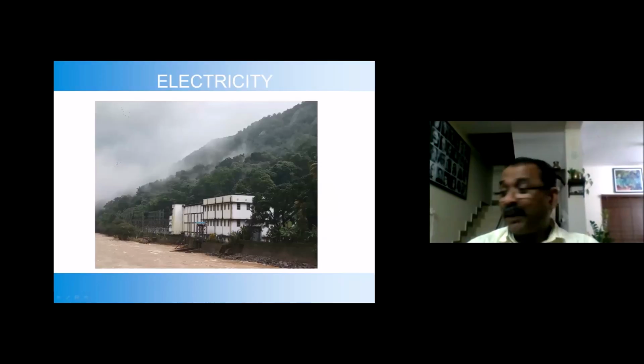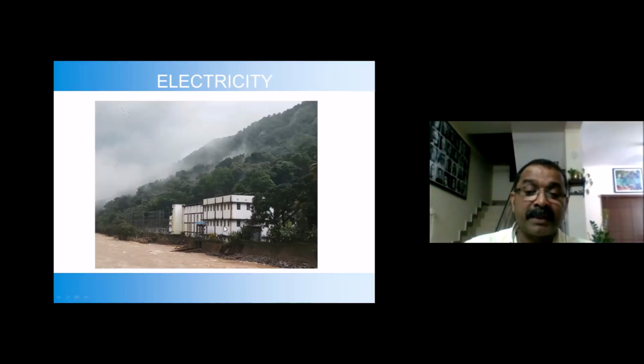So now we will visit an actual powerhouse. This is actually owned by KSEB. One of KSEB's stations is this one, Neriyamangalam powerhouse. So our powerhouse and generators will be located here. You can see a river flowing through this.